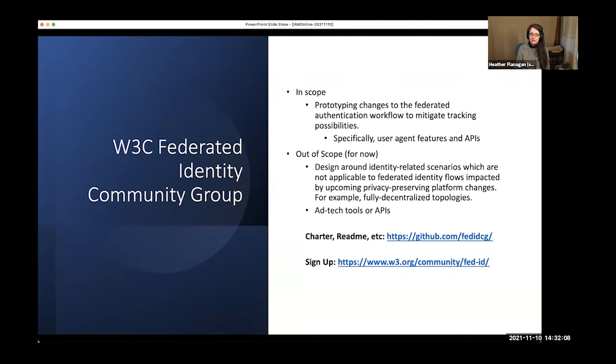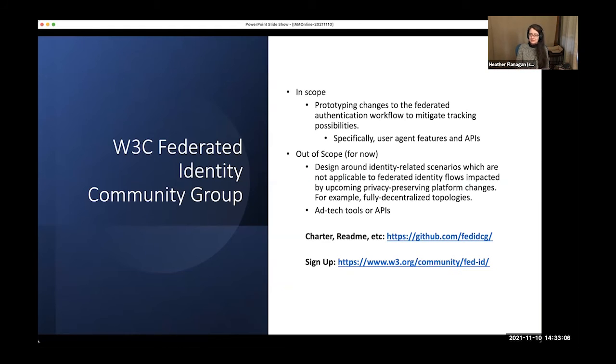So what's in scope for this particular community group is, we're talking about prototyping changes to federated authentication. We're looking particularly at user agent features and APIs. What is out of scope at this point is saying, well, federated identity as a whole construct must be changed into something else, like decentralized identity should become the forefront, and we should just ignore everything about any other architecture out there. That may be a great place for people to go, but that's not going to help us with the third-party cookie problem right now and the timeline that we have. So we declared that out of scope at this point. We're not going there. We're also not focused on, well, what does this mean for advertising technology or advertising APIs? There are other community groups out there that are focused on that.